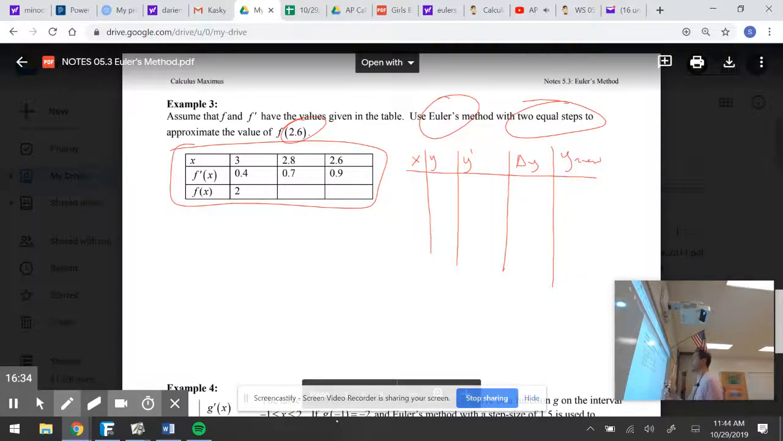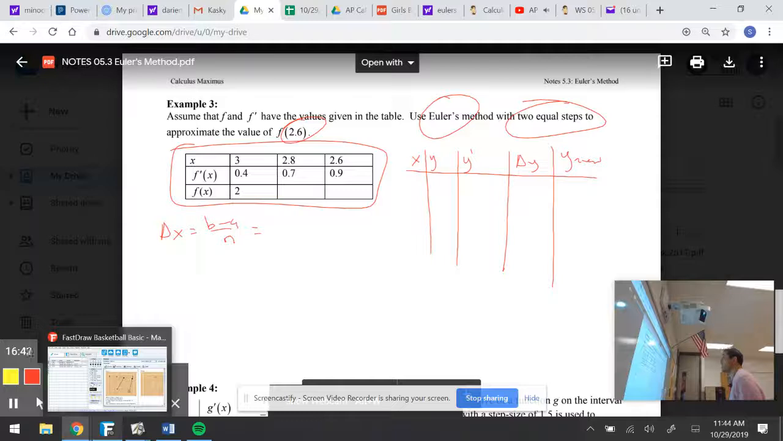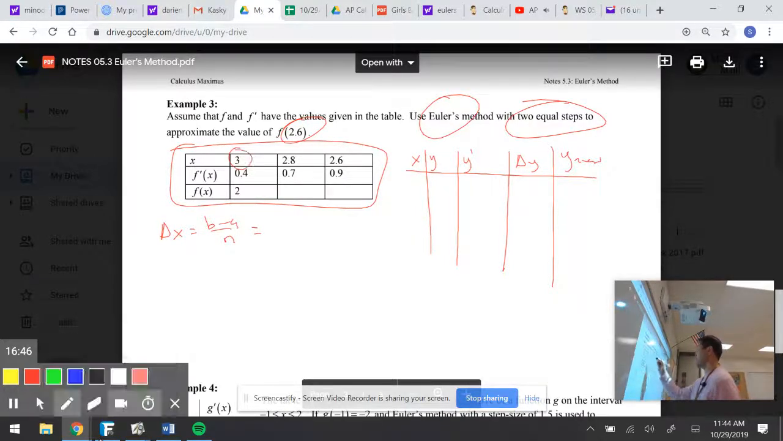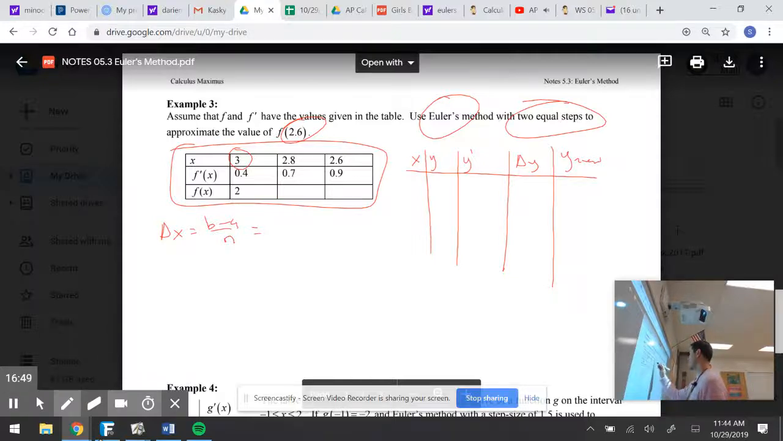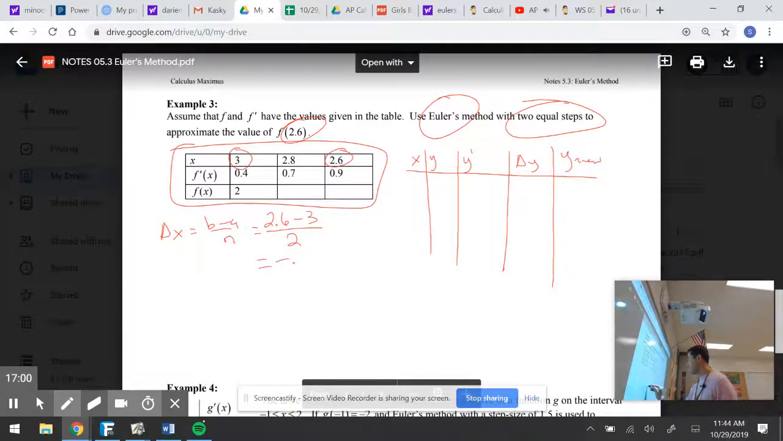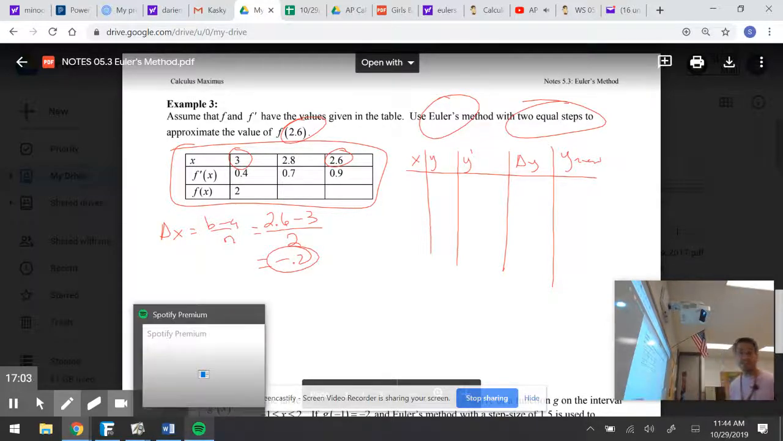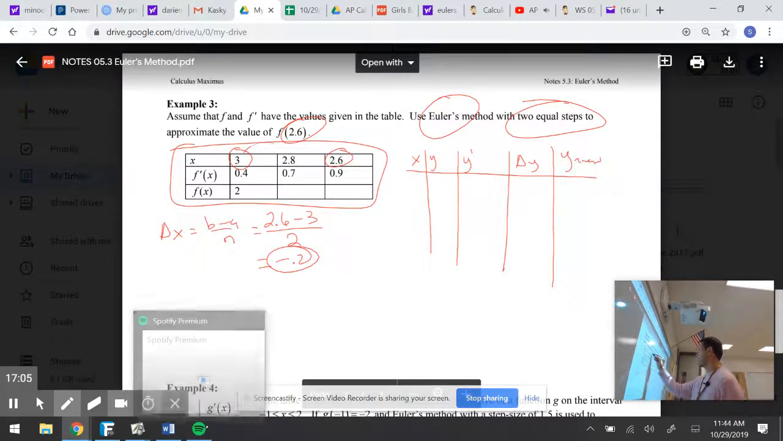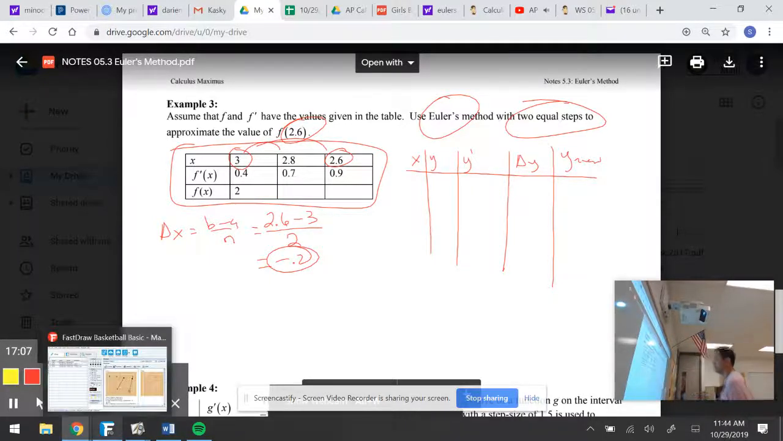Well, first off, I probably need to know my change in x. And my change in x is going to be b minus a all over n. So where did I start? We're trying to approximate 2.6. Oh, it says I'm starting at 3, right? That's the first thing we start with there. So I'm going to start with 3, and I'm going to end with 2.6. So that'd be 2.6 minus 3 all over 2 step sizes, which would be 2. Correct, class? Okay, that'd be my change. And if I do that, I get a negative 0.2. So that's going to be my change in x, which kind of makes sense because look, I go down 0.2 for each one of those.